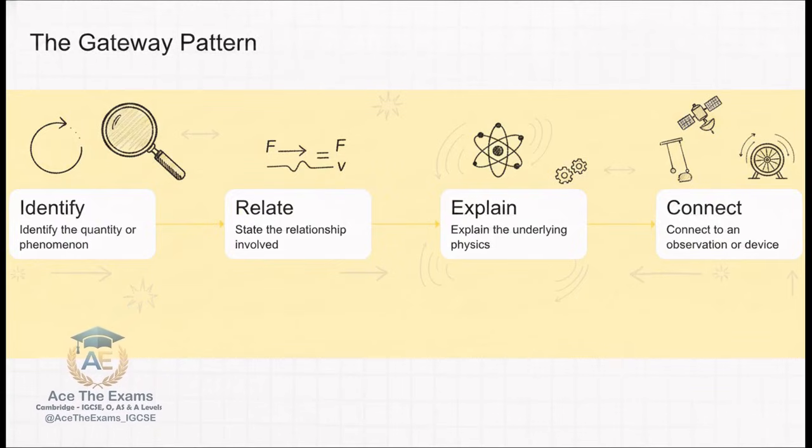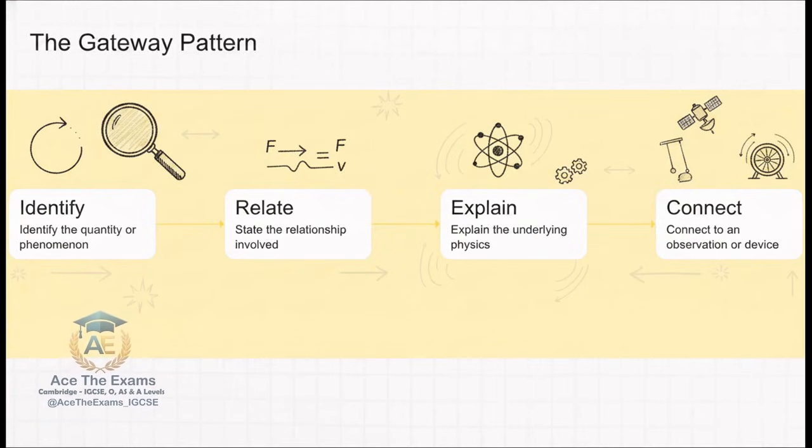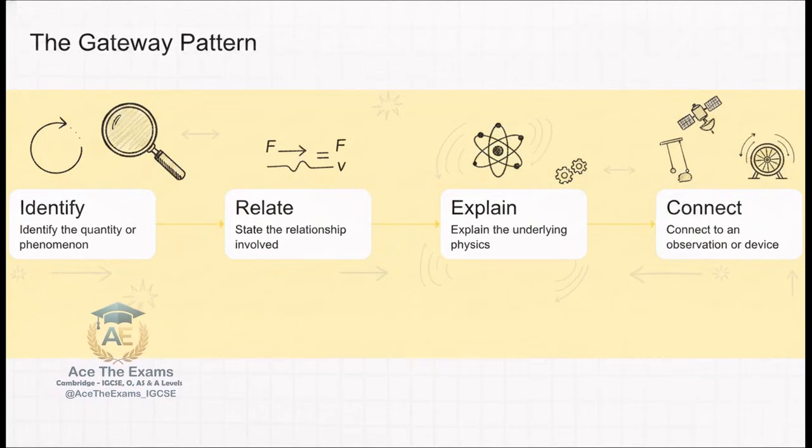That is your explanation. What is the root cause? And step 4, connect to an observation or device. That's your link. Bring it back to reality. If you guide your learning and your writing through these 4 linked steps, you demonstrate to the examiner that you possess both deep theoretical understanding and the ability to apply it practically.